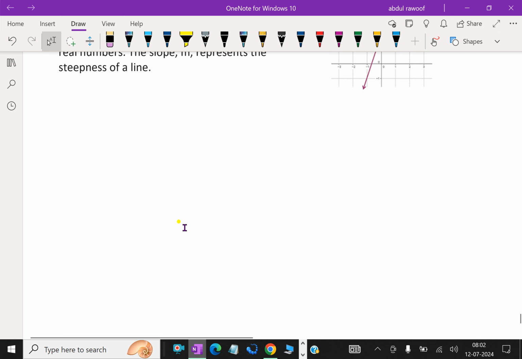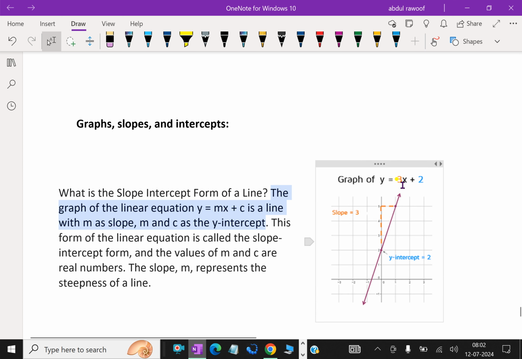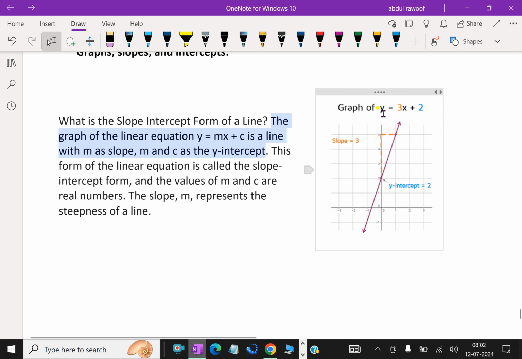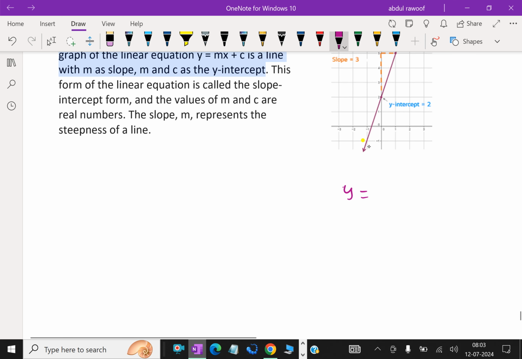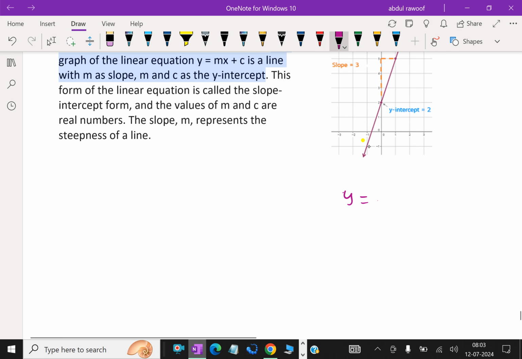Then we'll discuss further. Here we have y equals 3x plus 2. How to draw this graph? First, put x equal to 0. X equal to 0 means y equals 2. Put that point here. And put y equal to 0. What is x? Y equal to 0 means 3x is minus 2. I can show this one. Y equals 3x plus 2.